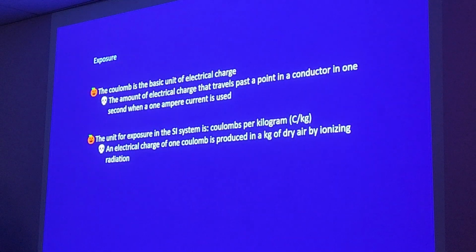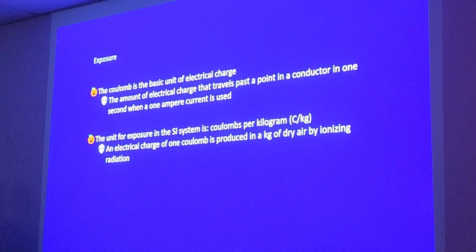So exposure, what is the SI unit for exposure? Coulombs per kilogram. The reason they use the coulomb is because it is the basic unit of electrical charge. And with exposure, we're measuring the amount of charges that are created in a known amount of air, which is why they use coulombs per kilogram of air. Okay?